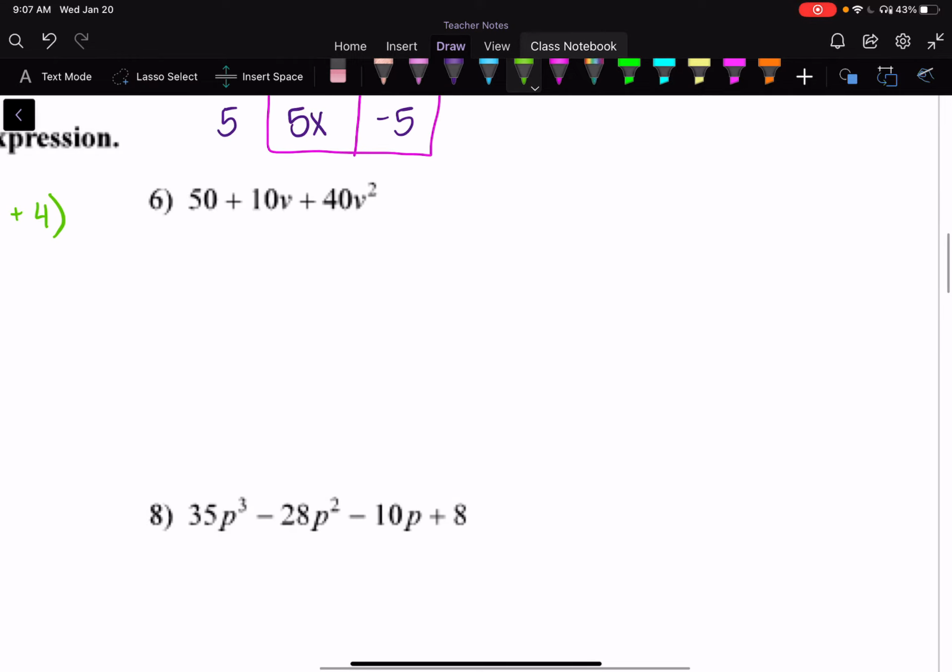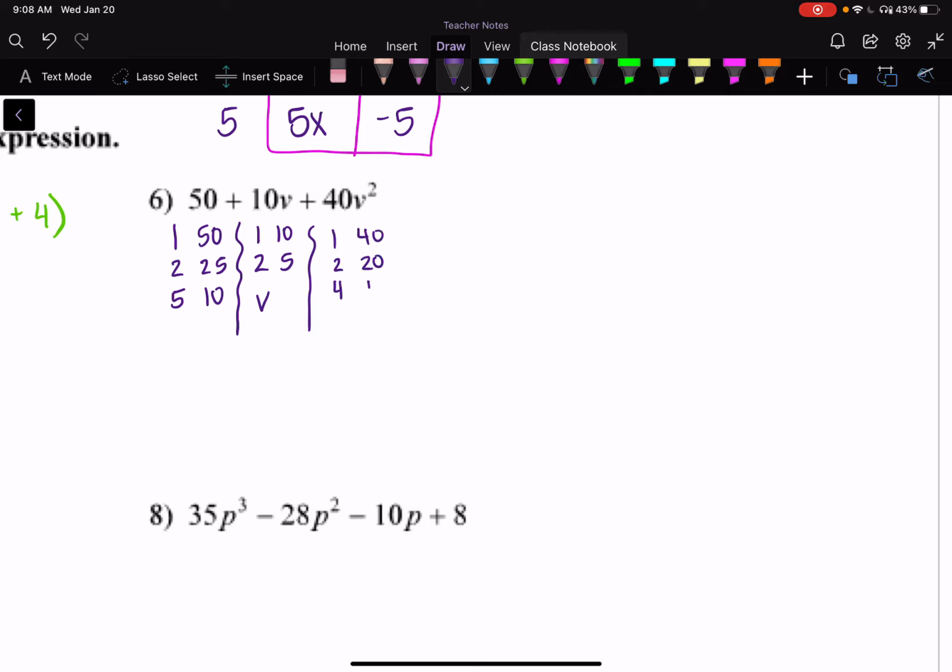Number 6. So we're going to break down 50. 1 and 50, 2 and 25, 5 and 10. Break down 10, 1 and 10, 2 and 5, and 1v. And then 40, 1 and 40, 2 and 20, 4 and 10, 5 and 8, with 2 v's.